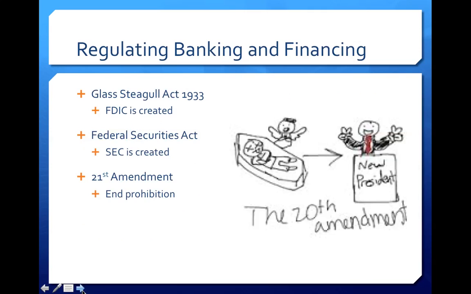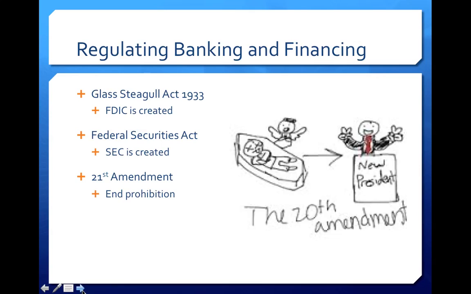Regulating banking and financing, he passes the Glass-Steagall Act in 1933. This creates the Federal Deposit Insurance Corporation, in other words, the acronym FDIC. The FDIC provided federal insurance to individuals' bank accounts up to $5,000. The FDIC still exists today, and if I recall correctly, anybody that has savings up to $100,000 is protected under the FDIC. He also creates the Federal Securities Act.